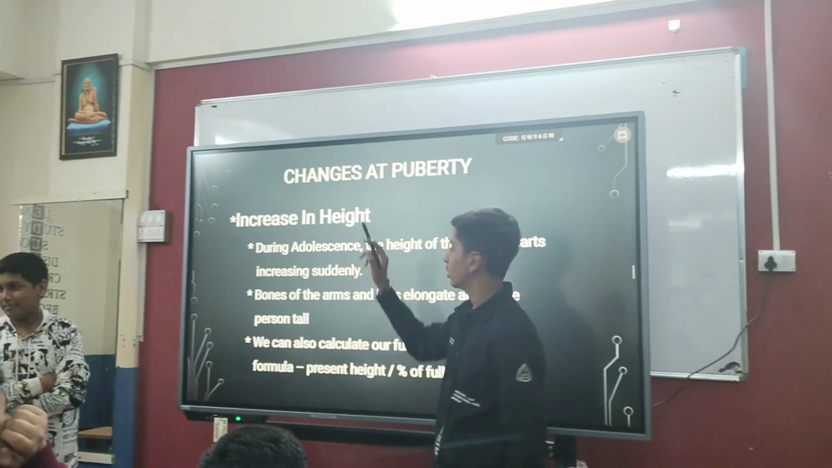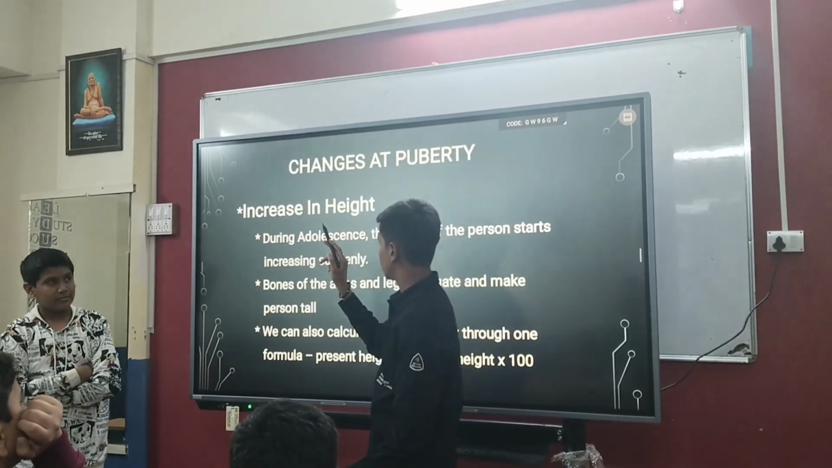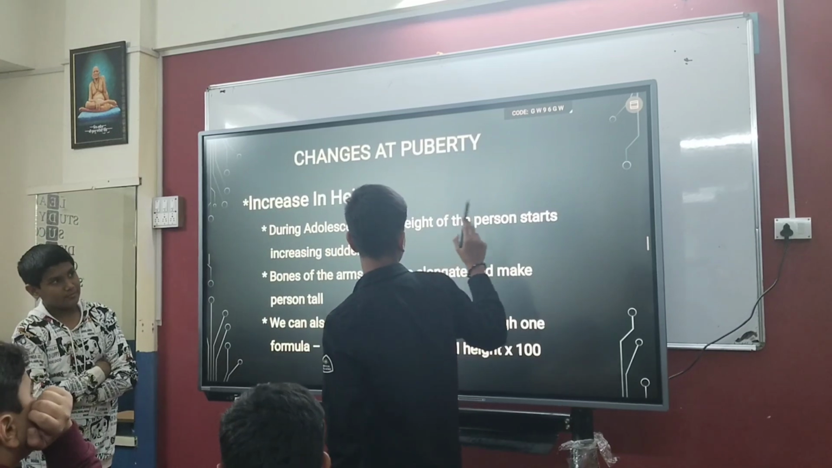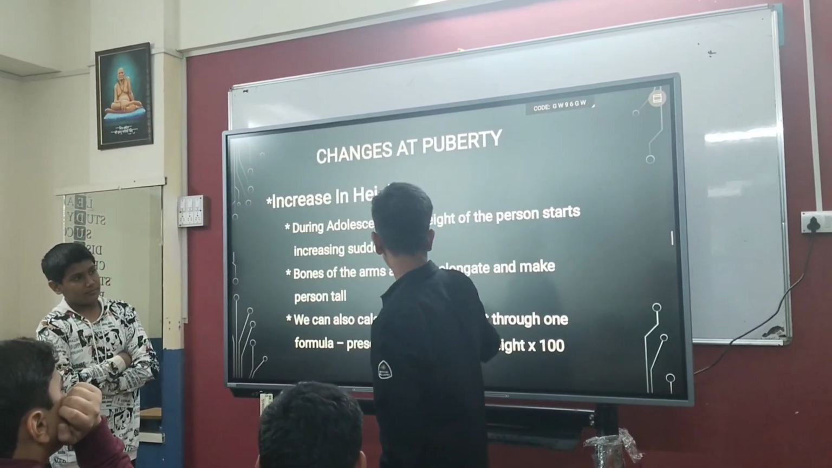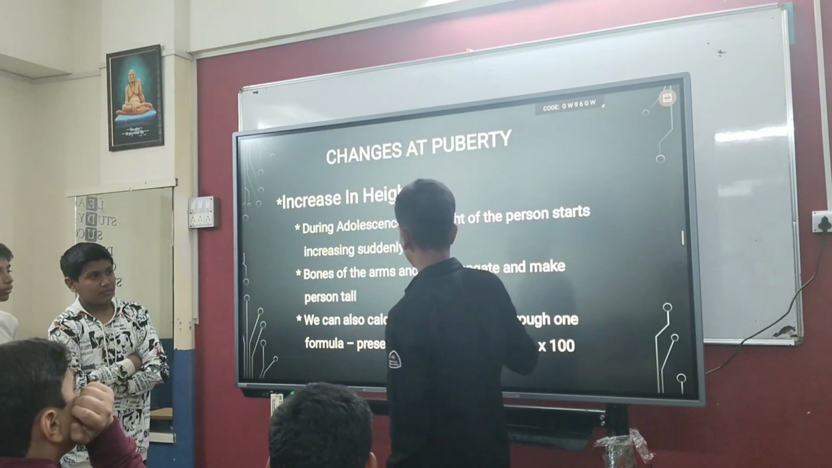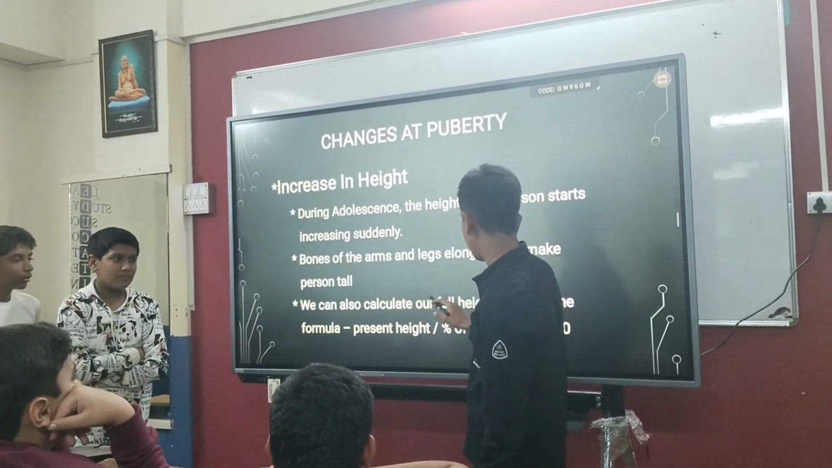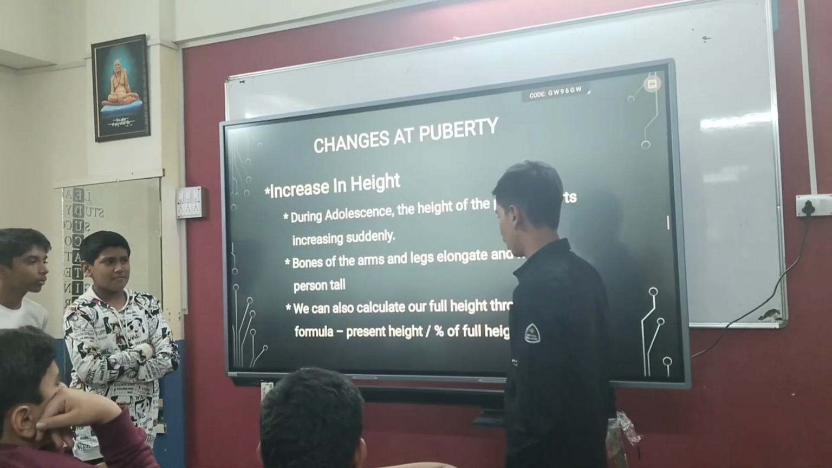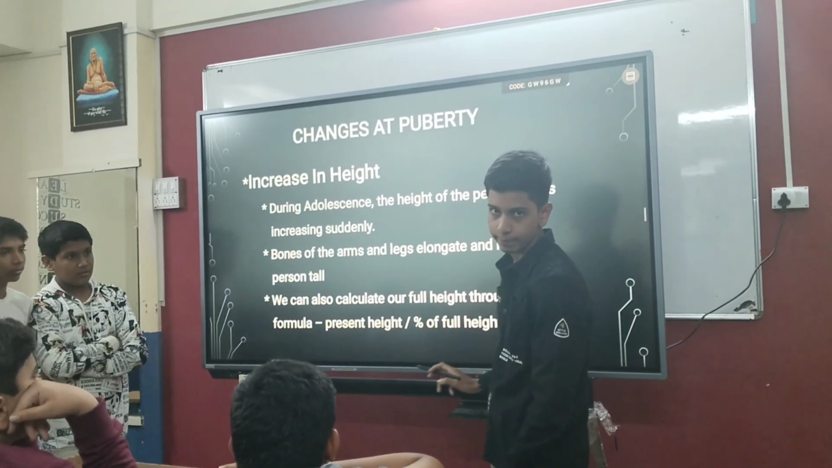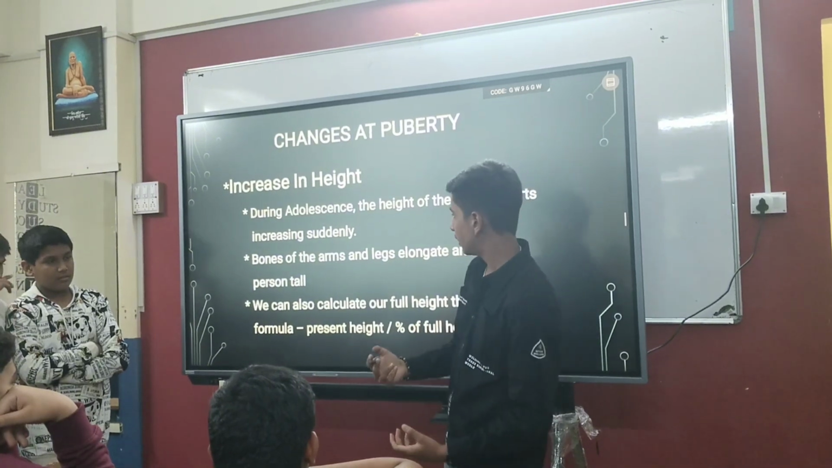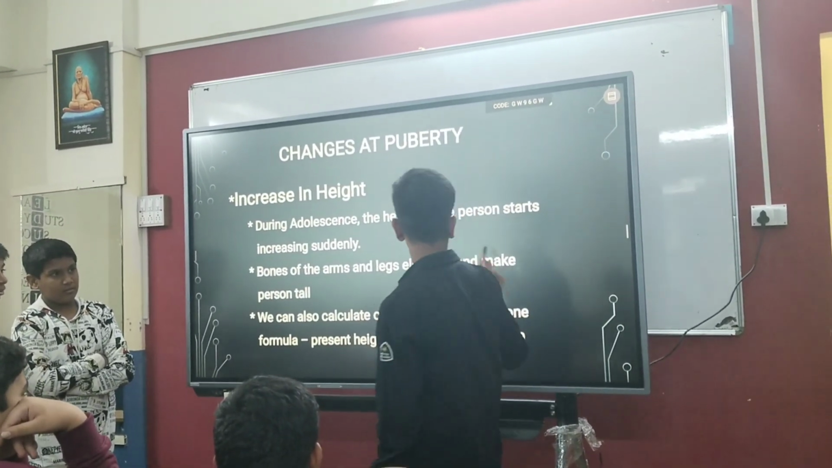I'm going to explain the changes at puberty. So our first topic is increasing height. During adolescence, the height of the person starts increasing suddenly, because the bones of the arms and legs elongate, meaning they get stretched, and make the person taller. We can also calculate our full height through one formula: present height divided by percent of full height, multiplied by 100. Also, the height depends on the genes from their parents. Okay, so this topic is over.